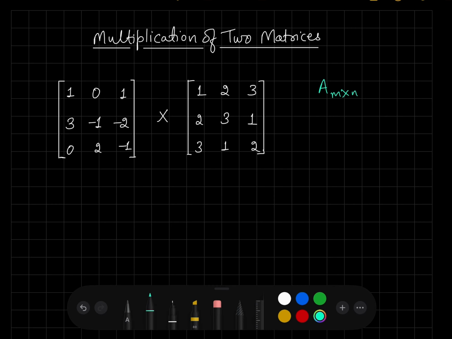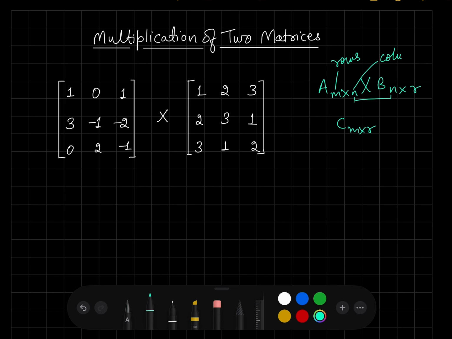by n and the other matrix is say B of the order n by r, so we can multiply only when the number of columns of the first matrix is equal to the number of rows of the second matrix, and when you multiply these two, the resultant matrix order would be m by r. Okay, so first is always rows and the second is always columns, right?